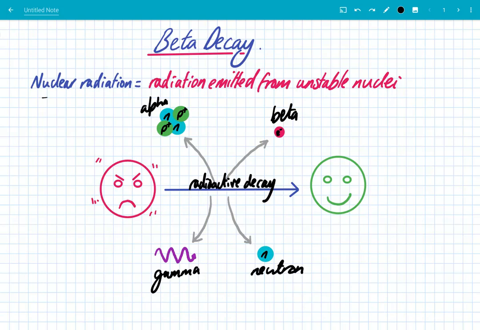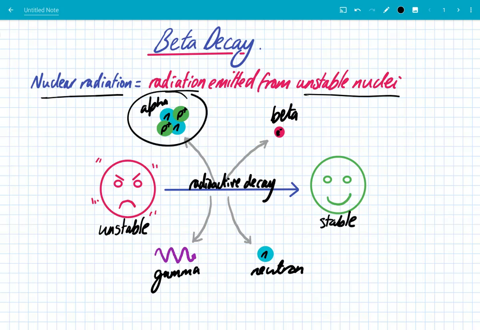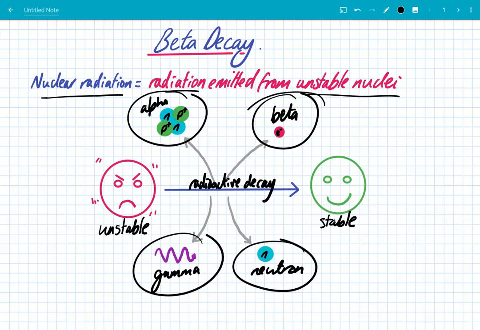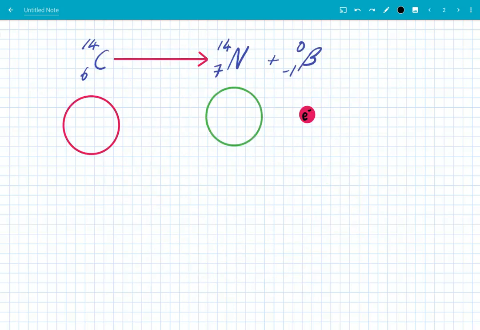So as we've seen before, nuclear radiation is radiation emitted from unstable nuclei. So here's an unstable nucleus. It's simply got too much energy as a result of its mixture of protons and neutrons in its nucleus. And it wants to become more stable because that's the way the universe goes. And there's four ways it can do this. It can do alpha, beta, gamma, and neutron decay. Today's video is going to focus purely on what happens in beta decay to enable nuclei to move from unstable to more stable nuclei. So let's look at an example of a beta decay.